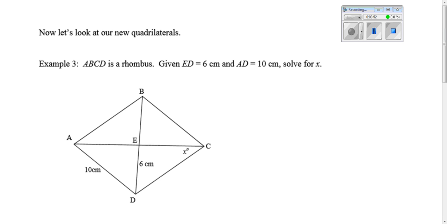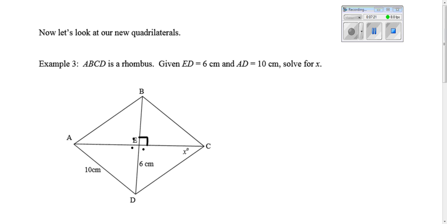Next example, let's take a look at our new quadrilateral. So we're going to talk about rhombuses, rhombi. All right, it says ABCD is a rhombus. Given ED is 6, AD is 10, solve for x. So once again, our directions tell us to start by marking our right angles. Well, in a rhombus, the only right angle we know is where the diagonals intersect each other. They intersect perpendicularly. So I could draw a right angle in all 4 locations. I don't need to. 1 is sufficient, but know that they're all there.